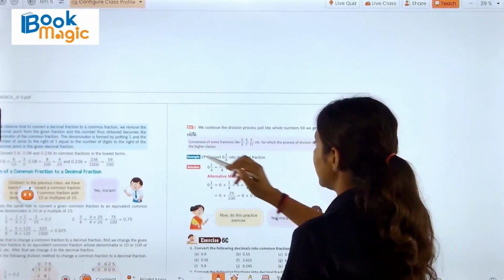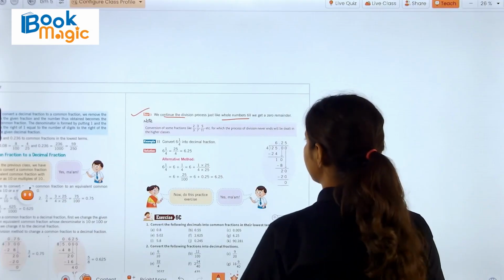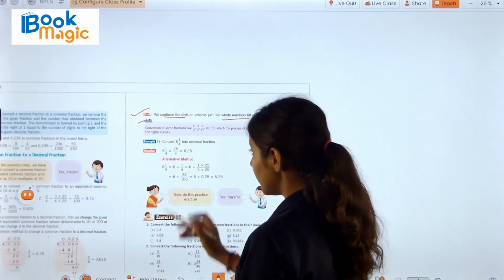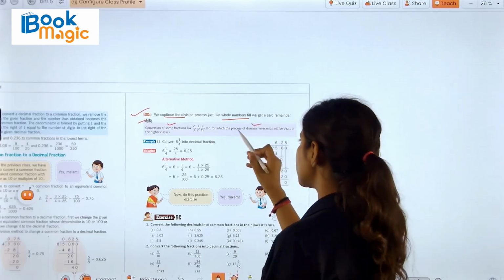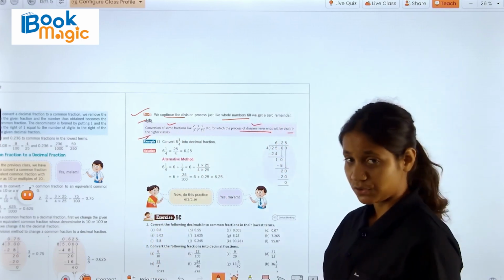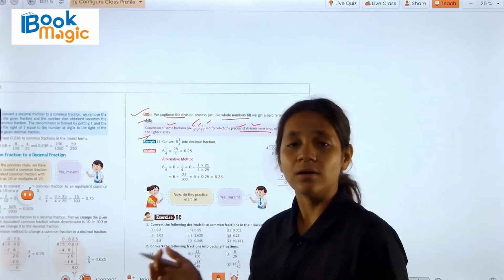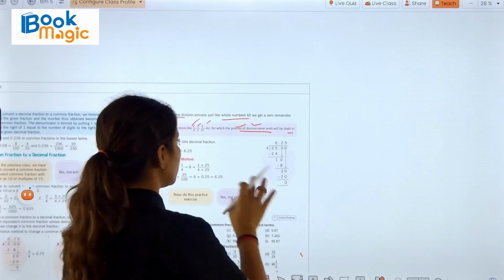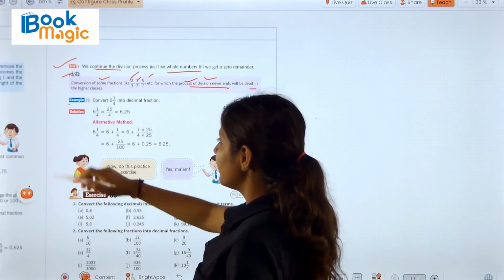See, then we have step number 3. We continue the division process just like whole numbers till we get a zero remainder. Okay. Now we have a note. Conversion of some fractions like 2 by 3, 3 by 7, 5 by 11, etc., for which the process of division never ends, will be dealt with in the higher classes. In such fractions the process never completes, it does not end. So we will study and deal with them in higher classes like 6, 7, 8 and so on.